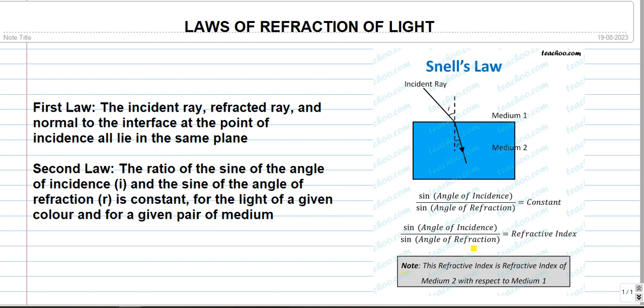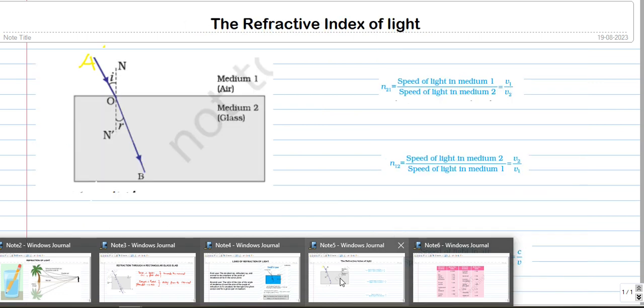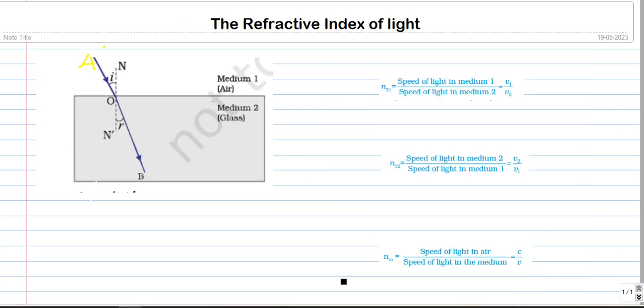So this we will see in detail. This refractive index, which we just saw from Snell's law, we will go through in detail. Again, the same diagram we have: the incident ray is bending towards the normal.